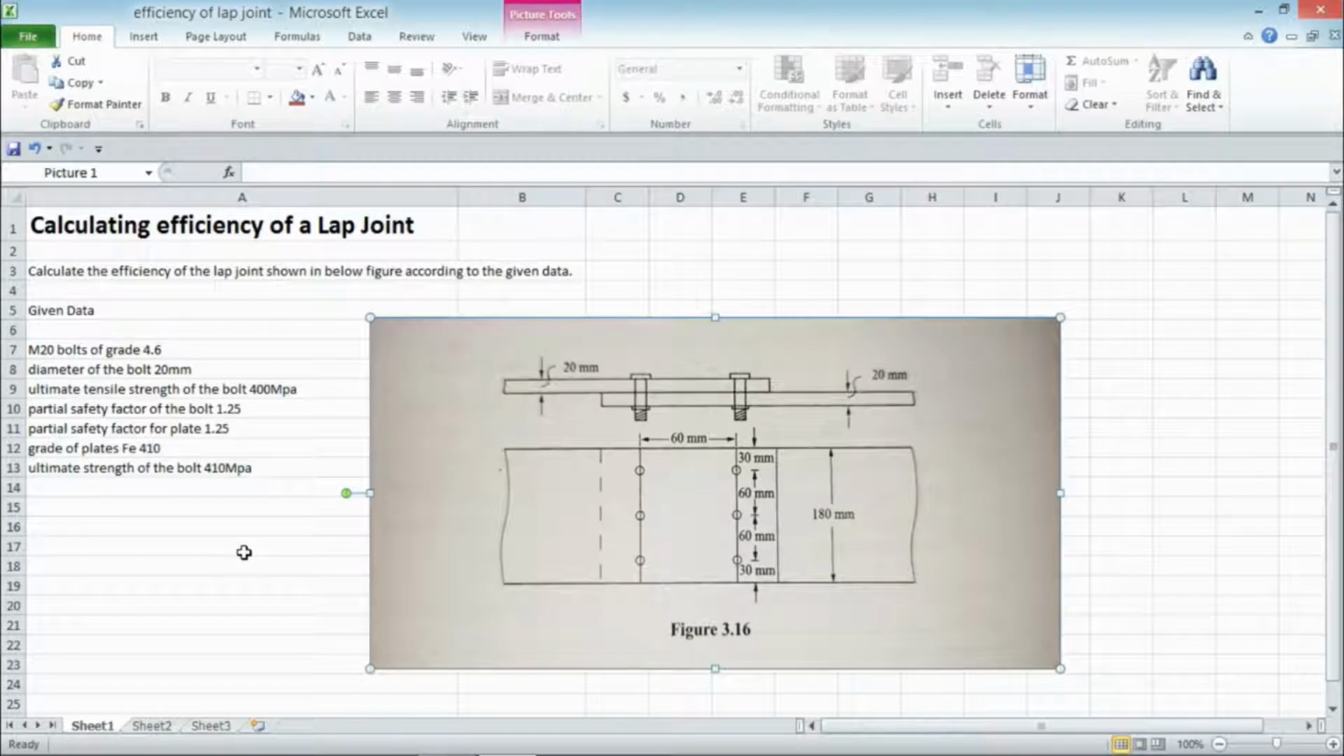This is lecture number 4 and in this lecture we are going to learn how to calculate the efficiency of a lap joint connected with bolts. So this is the given problem and we are going to calculate the efficiency for this given problem. Let's jump into the problem.